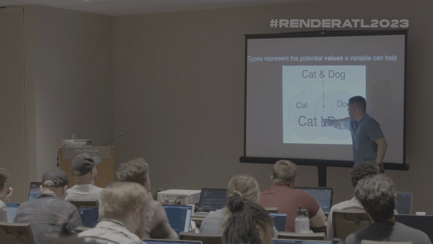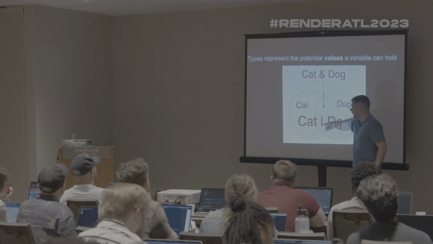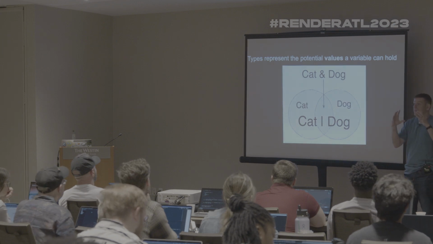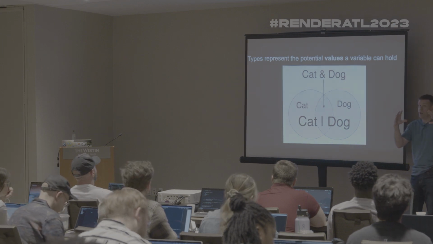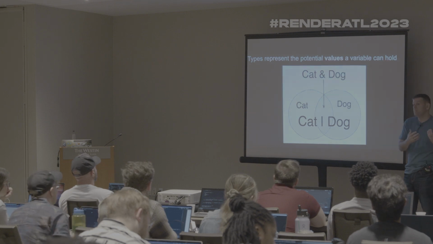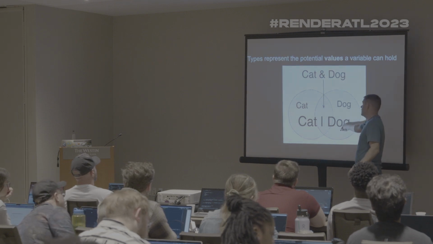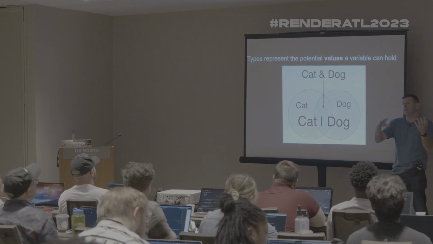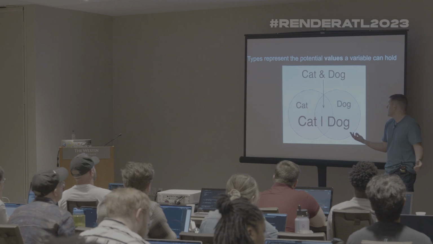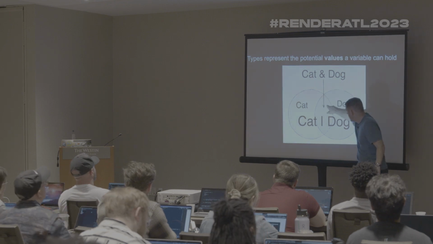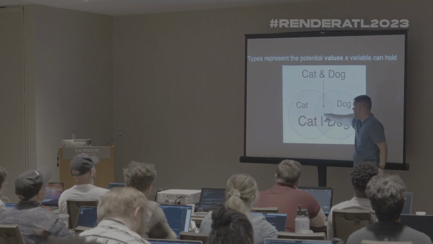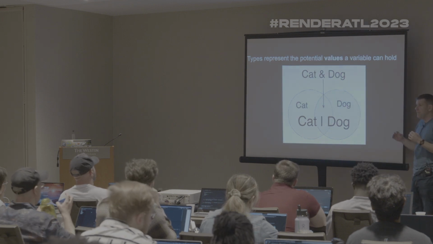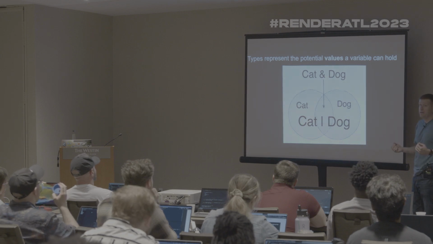When we say cat or dog, that's what the pipe is, it's or, we mean any variable that's anywhere in that Venn diagram, either cat or dog or both. If we type something as cat or dog, we can assign to that variable anything that matches the shape of the cat or the dog or both. And similarly, if we say cat and dog, we only get that sliver in between. Sorry, I should have colored that something different. That seems obvious, but it's important that you think about it that way.